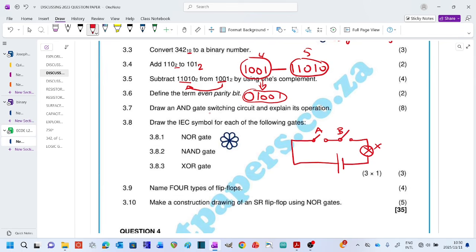When the two switches, switch A and switch B, are open, based on the truth table, you can explain this. When switch A and switch B are open, what happens? X is 0. So when switch A and switch B are 0, X equals 0.